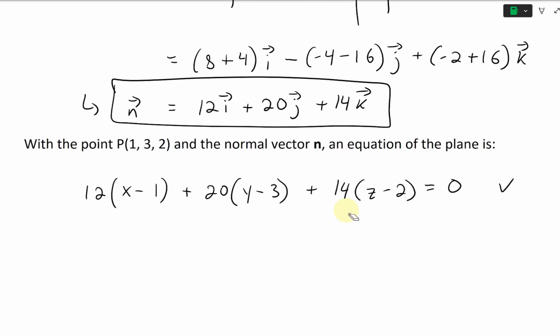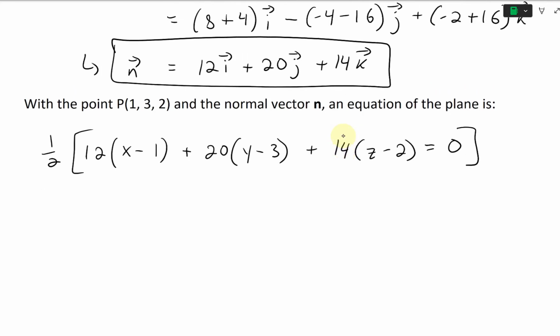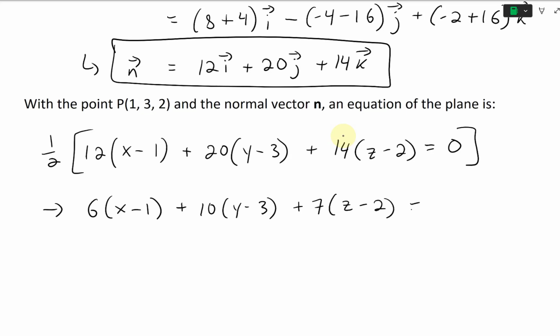Do a check mark, or we can continue further and simplify it. What I'll do is divide by 2 on the whole thing, because you'll see there's a 12, there's a 20, there's a 14. So that's a factor of 2, and then we'll get a 7 there. 7, I can't divide that anymore by 2. So this is going to be 12 divided by 2 is 6. So 6(x minus 1) plus 10(y minus 3) plus 7(z minus 2) equals 0.